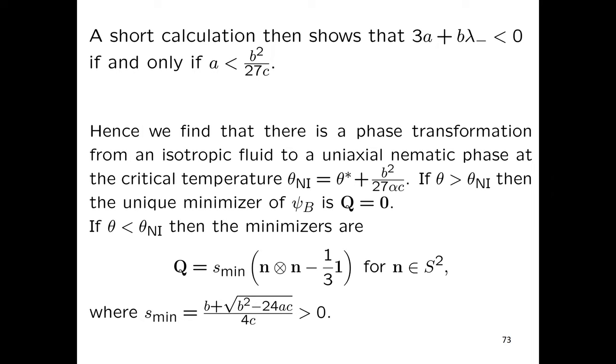Okay, so as you reduce the temperature, above this particular temperature, the minimum is Q equals zero, which corresponds to the isotropic state. And then as you reduce the temperature below this critical temperature, the minimum is given by a uniaxial Q, which shows order in the direction of this vector n.